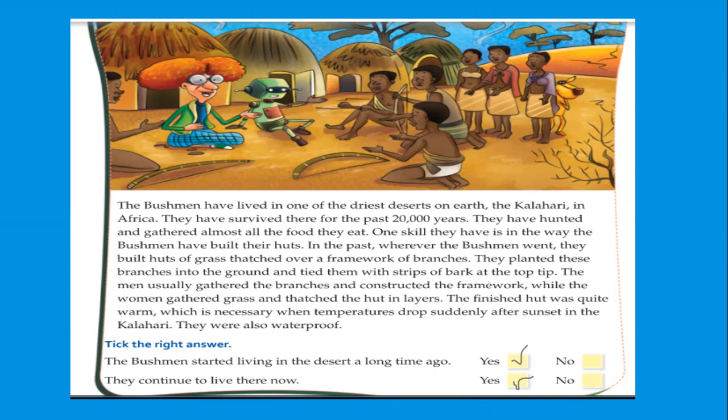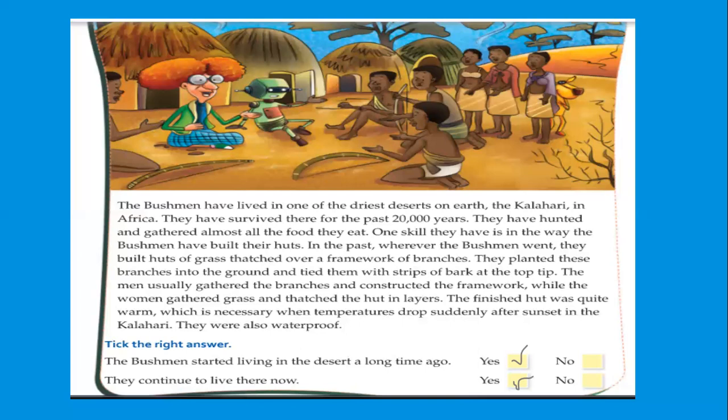In the image, you can see that at the top. The man usually gathered the branches and constructed the framework, while the woman gathered grass and thatched the hut in layers. The finished hut was quite warm, which is necessary when temperature drops suddenly after sunset in Kalahari. They were also waterproof.